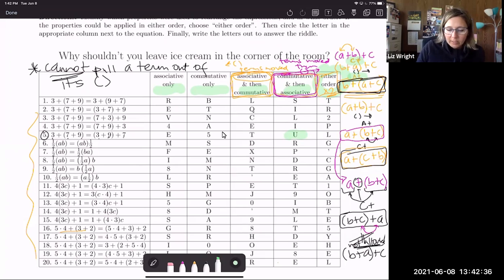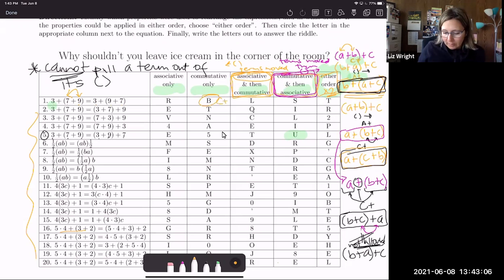So let's look at 1. We've got 3 plus 7 plus 9, and then we're looking at 3 plus 9 plus 7. Looking at this, it looks like the 7 and 9 traded places, and the parentheses stayed the same. So what is that? That should be commutative only. That was commutative of addition. We didn't ask you to say that, but I'm just writing it in there.